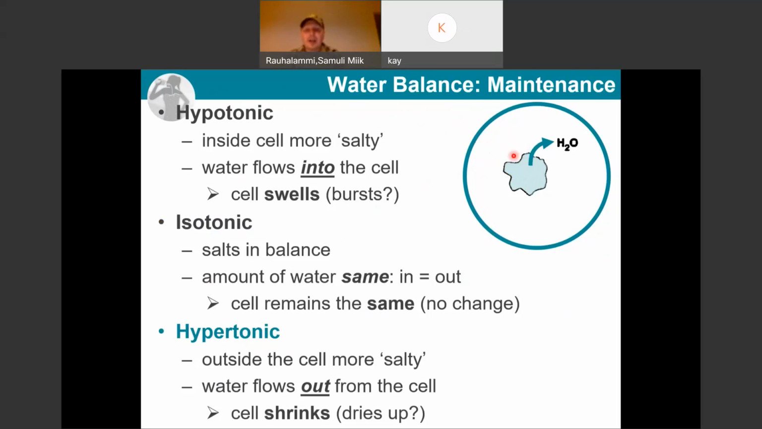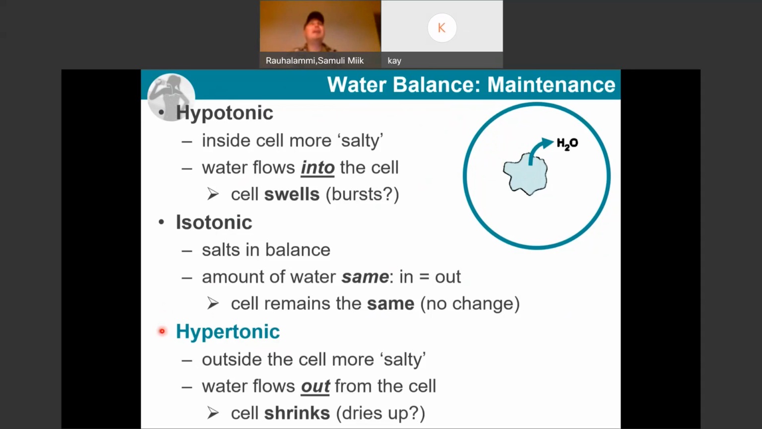So water is now flowing out of the cell. The cell will shrink in this process, and it might potentially even end up drying up. That would be kind of not a great outcome. So how do I remember hypertonic cells?